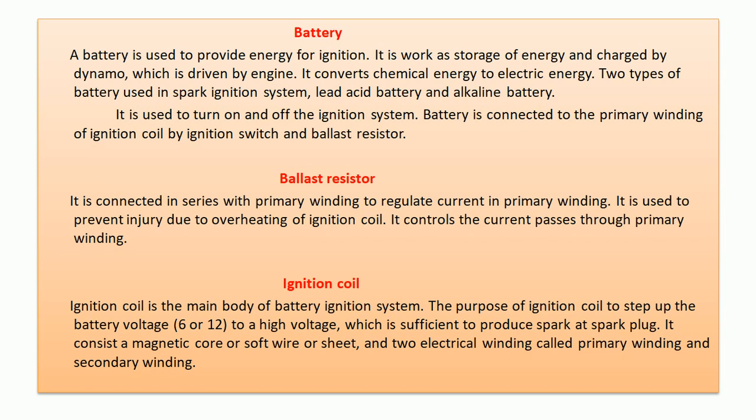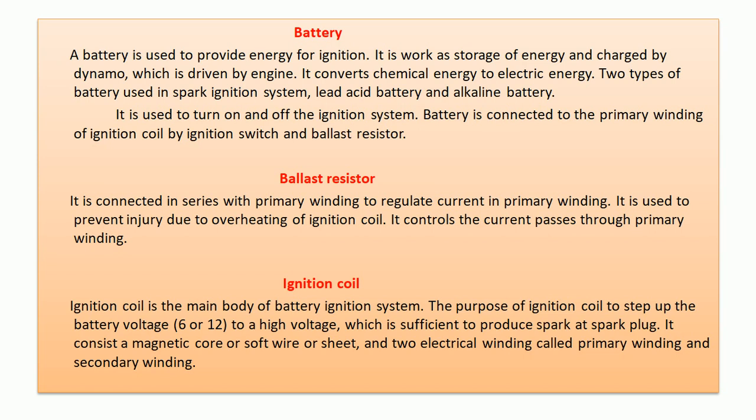So battery is used to provide the energy for the ignition. This battery has to be charged, which is done by the dynamo, and this dynamo is driven by the engine. But later on we will discuss the magneto ignition system, in which it doesn't need any energy from the engine. It can be driven by its own magnetic field.